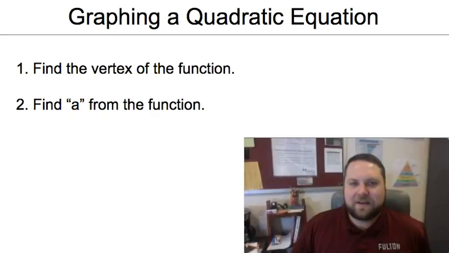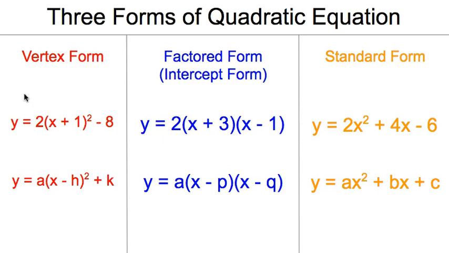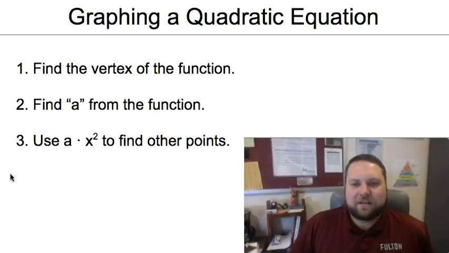So find the vertex. Then we need to find A from the function. And if you'll remember, that is just the coefficient. So if we're looking at our three forms, A is there in vertex form, there in factored form, there in standard form. We just need to read it out of the equation. So nothing too complicated there. Find the vertex, find A, and now comes the part where it won't make sense and you need more explanation.